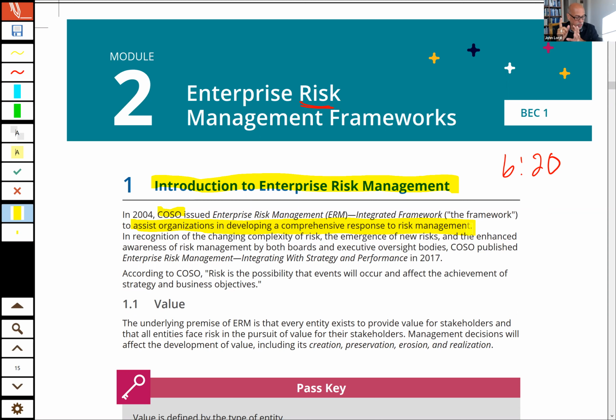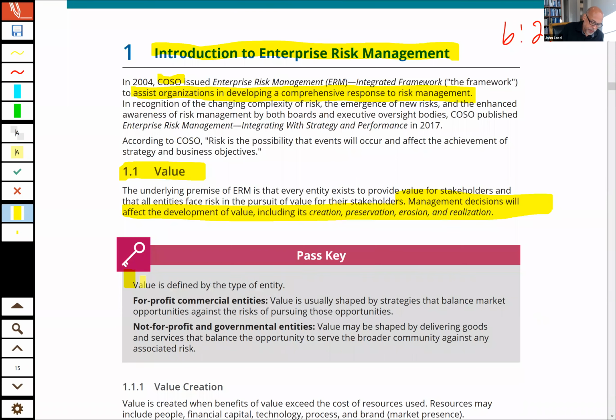Okay, so that's where we're going with this. What we need to do, and again, this is management that's doing this, is recognize that management decisions will affect the development of value, including creation, preservation, erosion, and realization. So we have to consider the value. Now, value can be defined differently by different entities, and notice that we have broken out here the consideration for a for-profit commercial entity versus a not-for-profit entity.